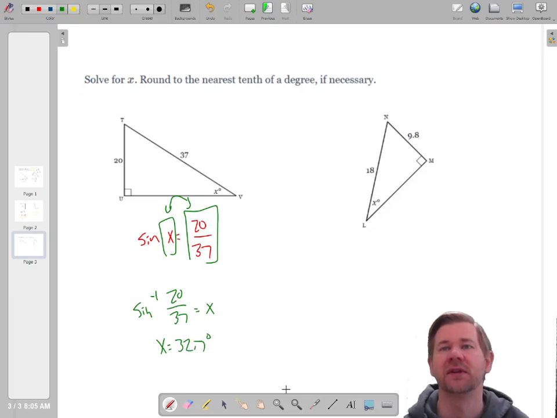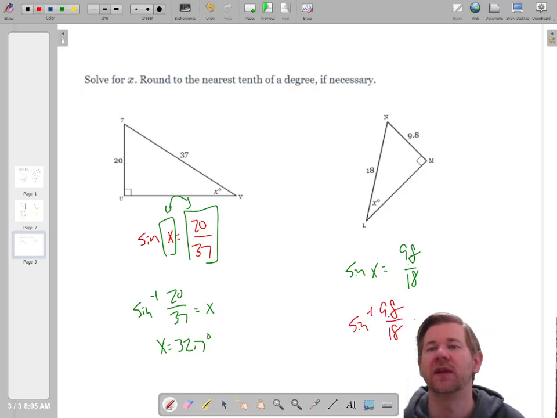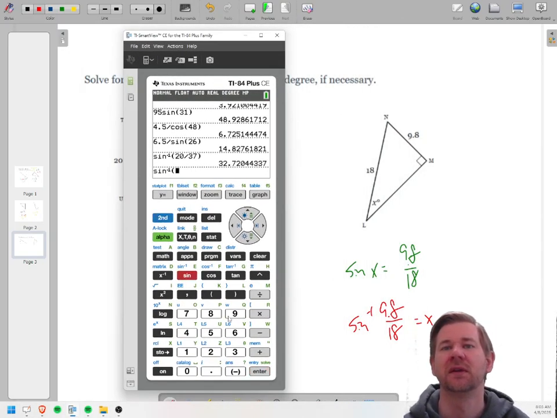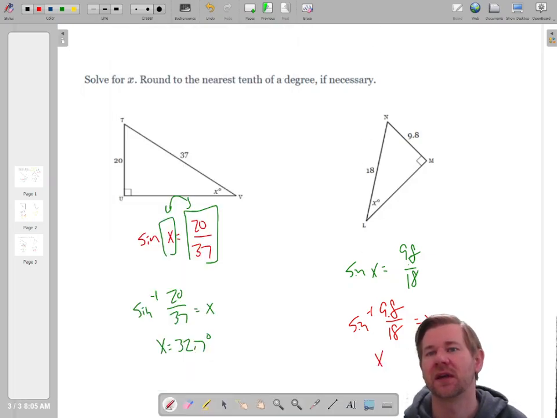One more, this is also a sine problem, opposite and hypotenuse. So the sine of x is 9.8 over 18. But again, since I want to figure out what the angle is, the inverse sine of 9.8 over 18 will give you x. So when you type it in, you use inverse sine, 9.8 divided by 18, and I get 32 point, that'll round up to 33 degrees. X equals 33 degrees. Cool.